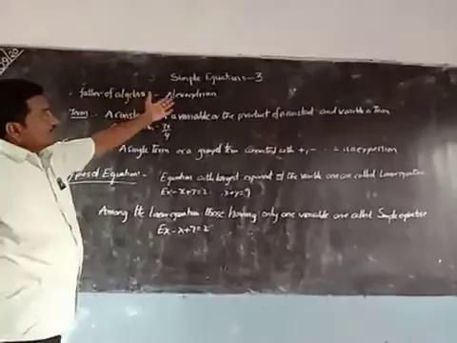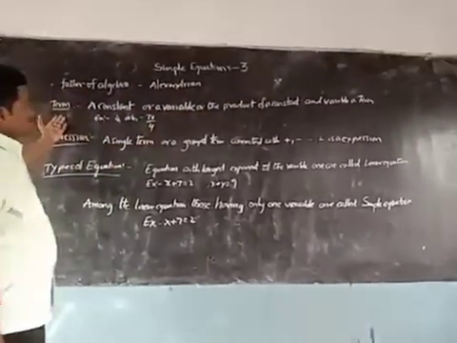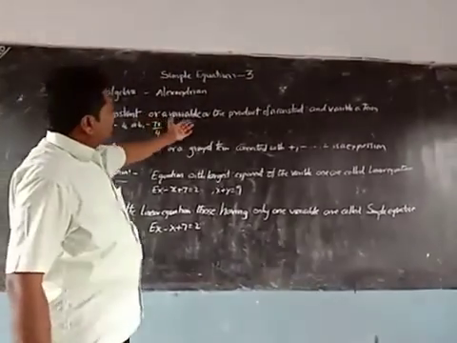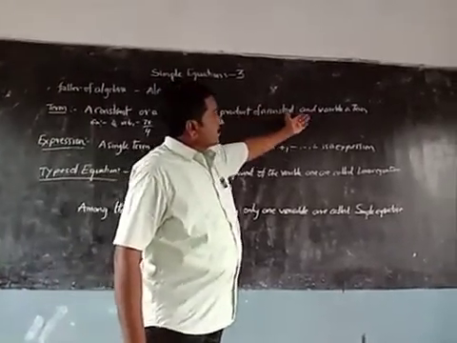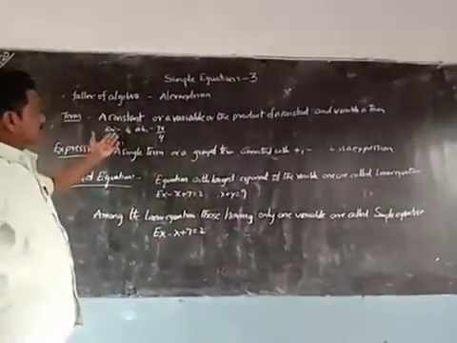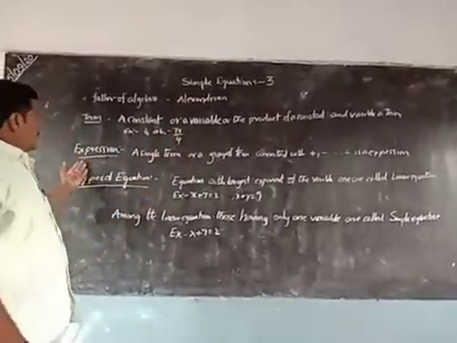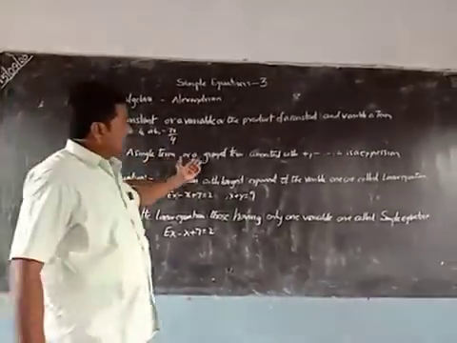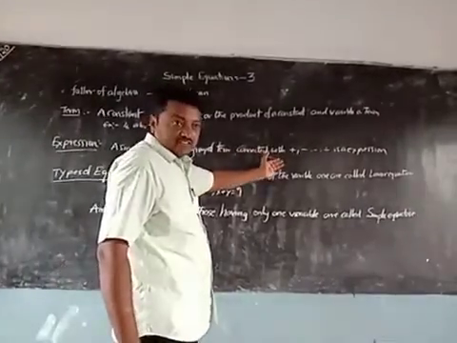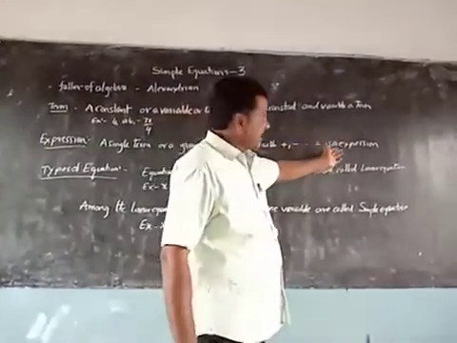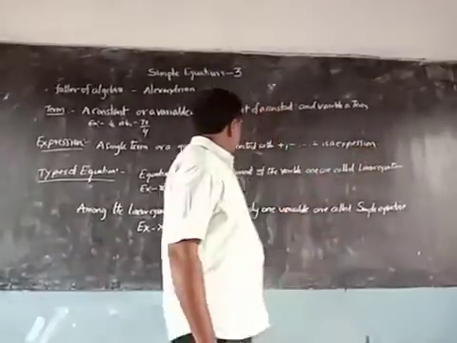Father of algebra, Alexandrian. Term: a constant, or a variable, or the product of a constant and a variable, is a term. Example, 4ab, minus 7x by 4. Expression: a single term or a group of terms connected with plus, minus, into and divided is an expression.